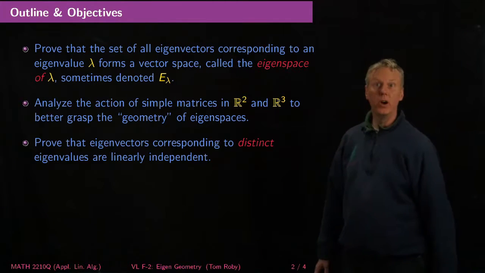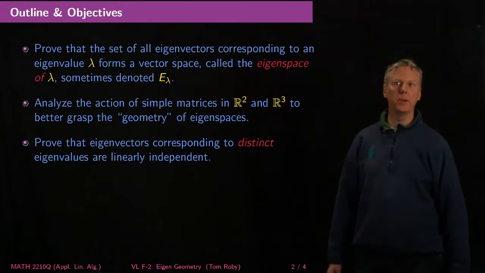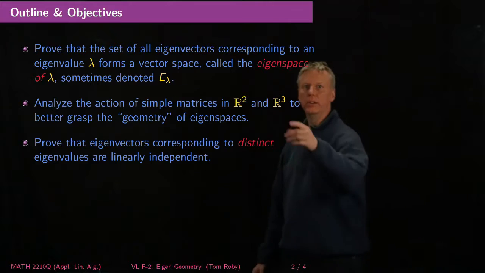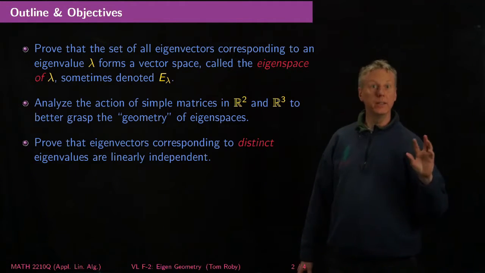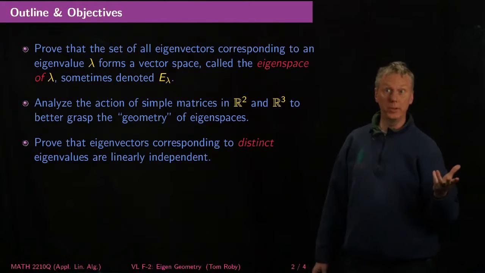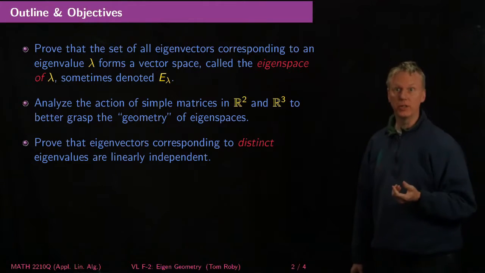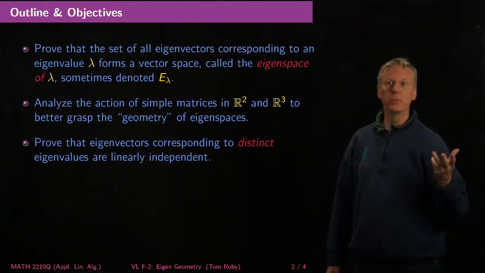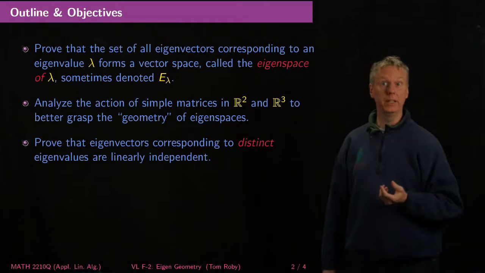We'll prove that the set of all eigenvectors corresponding to an eigenvalue lambda forms a vector space, which is called the eigenspace of lambda, and sometimes denoted just as E sub lambda for eigenspace. And then I'd like to analyze the action of some simple matrices in R2 and R3. I'd like you to be able to do this to better grasp the geometry of eigenspaces and linear transformations in general. And then finally, we'll prove the very important fact that eigenvectors corresponding to distinct eigenvalues are linearly independent.